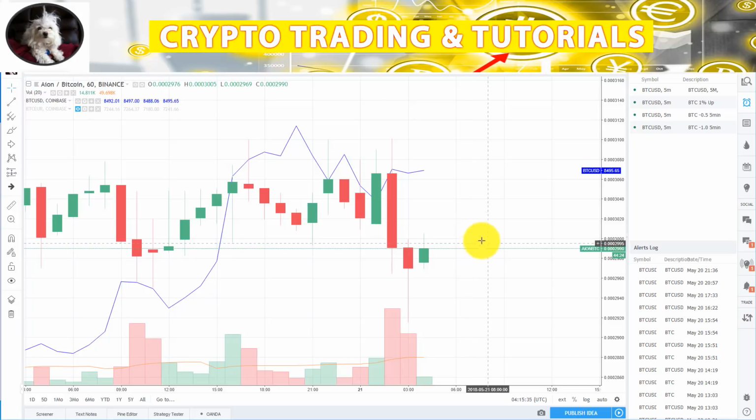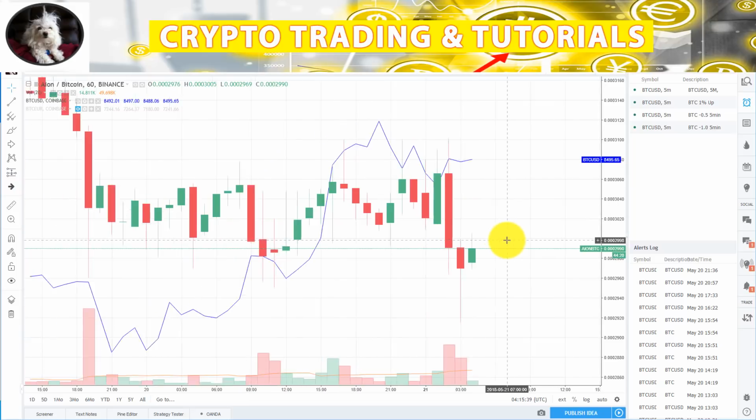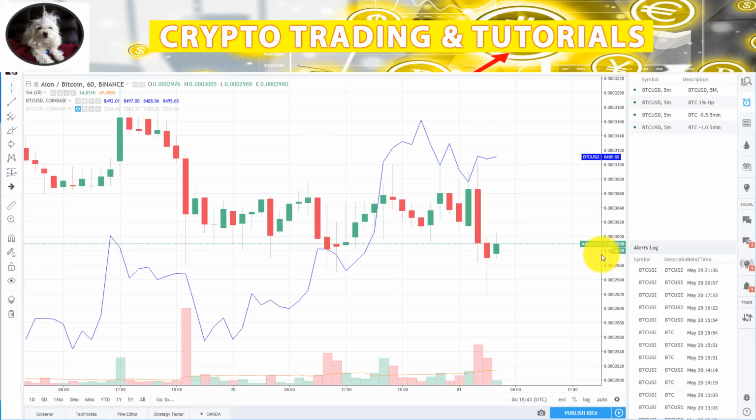Okay. And previous price action, we're looking at Aeon on the 1 hour time frame, right? And previous price action is really just simply what has happened previously. And this is something that is easy for anybody at any skill level to look at.